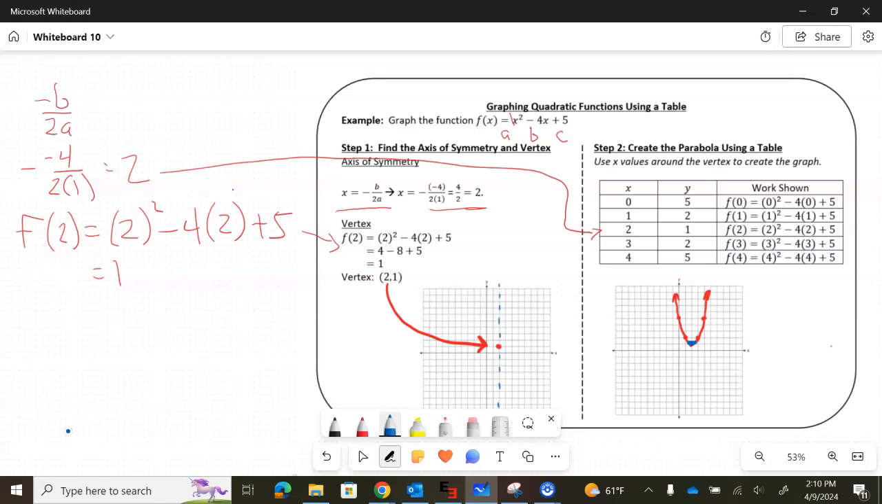And then they just repeated that process. They put a 3 in for x, then they put a 4 in for x. Now notice what happens. If we set this up correctly, this should be symmetrical.